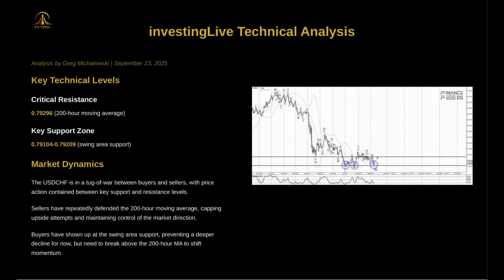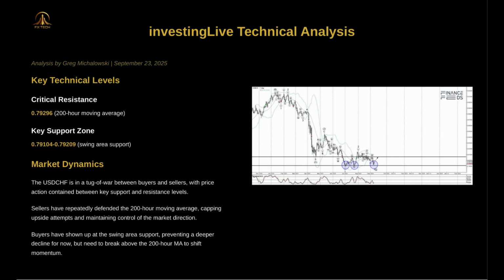investingLive's technical analysis from September 23rd, authored by Greg Mikolovsky, highlights a critical technical battle in USD CHF. The pair is caught in a tug-of-war between buyers and sellers, with price action contained within key technical levels. The 200-hour moving average at 0.79296 serves as critical resistance, with sellers repeatedly defending this level and capping upside attempts. Meanwhile, the support zone between 0.79104 and 0.79209 has attracted buyers, preventing deeper declines. This technical standoff creates a clear trading framework.